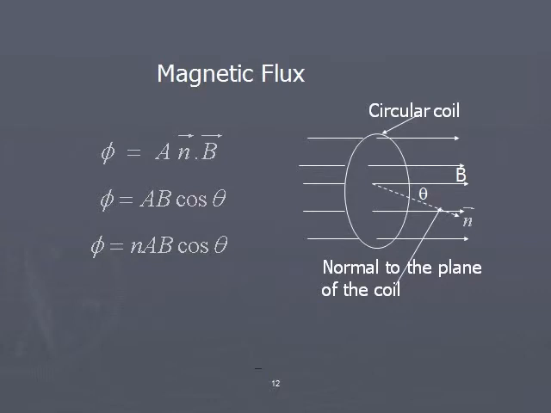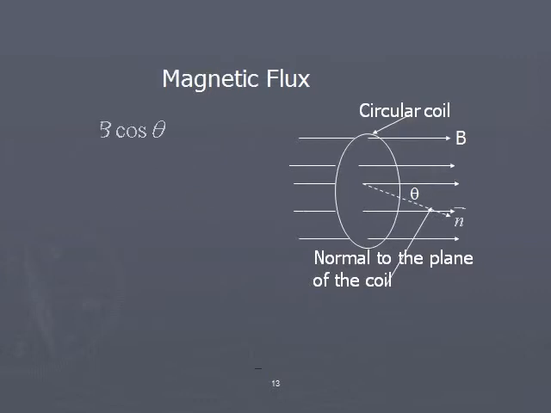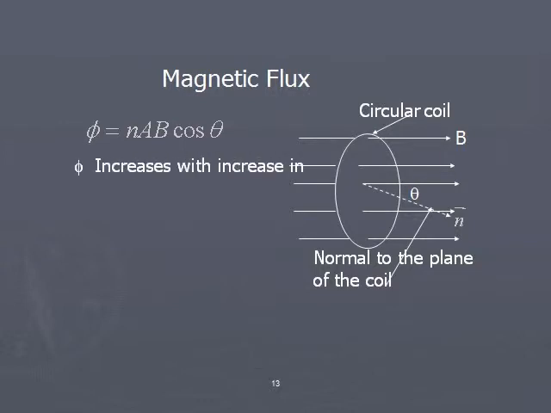Instead of a single coil, if the number of turns of the coil is say N, then the flux linked with the N coils is given by phi is equal to NAB cos theta. N indicates the number of turns.